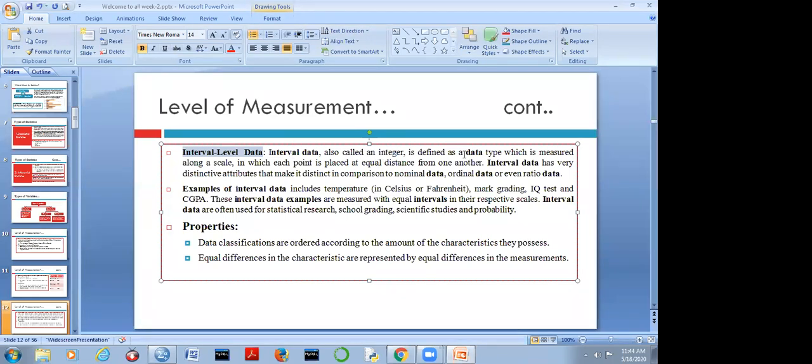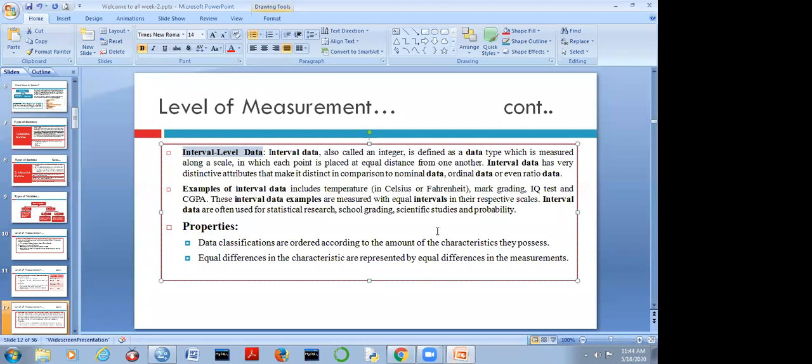Interval is also called integer, is defined as a data type which is measured along a scale in which each point is placed at an equal distance from one another. ठीक है, एक दूसरे के equal distance पर है. Interval data has very distinctive attributes that make it distinct in comparison with nominal data, ordinal data and ratio data.